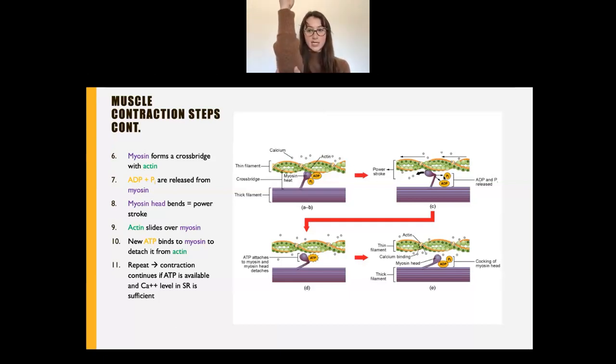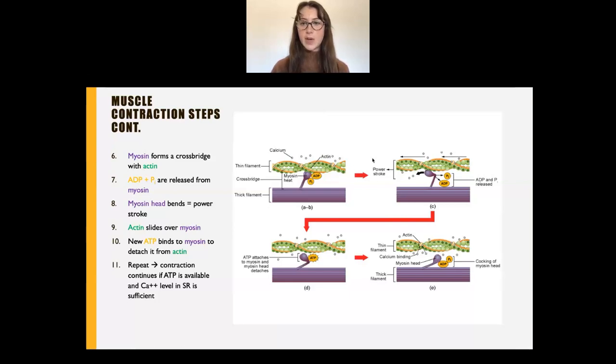So it attaches with the actin. That's the cross bridge formation. ADP and PI are still there, but once it attaches, ADP and PI are going to be released, and that releases energy for the myosin head to move that actin strand along and allowing the sarcomere to shorten. So the myosin head bends, power stroke, actin slides over myosin, steps 8 and 9.